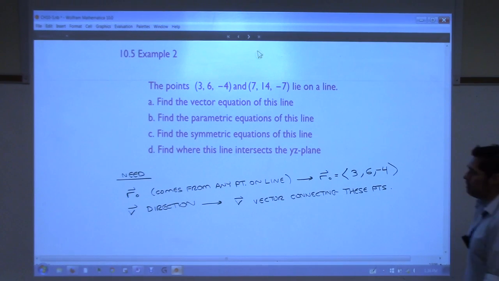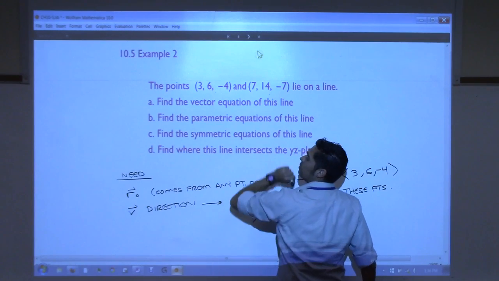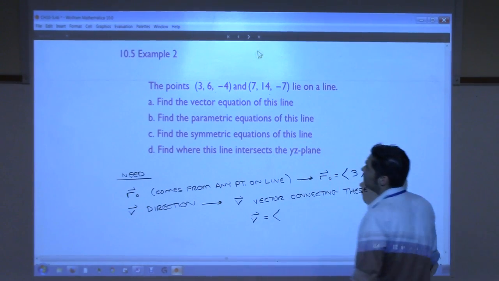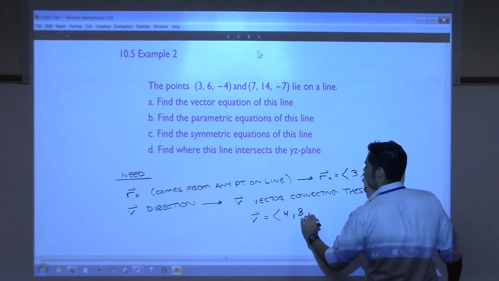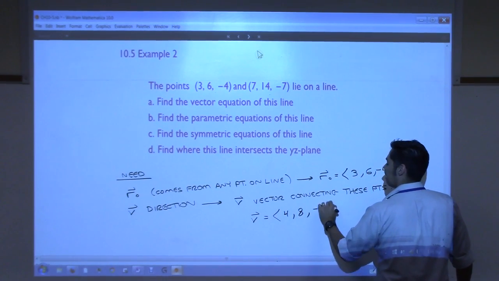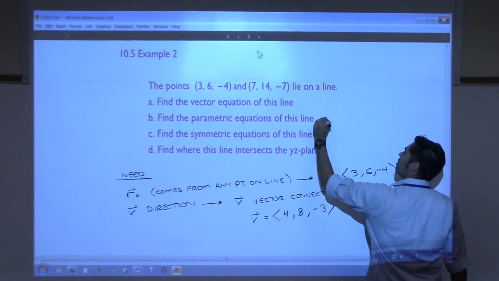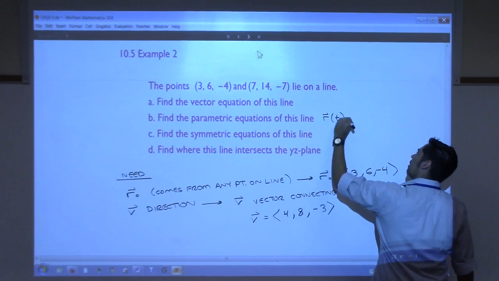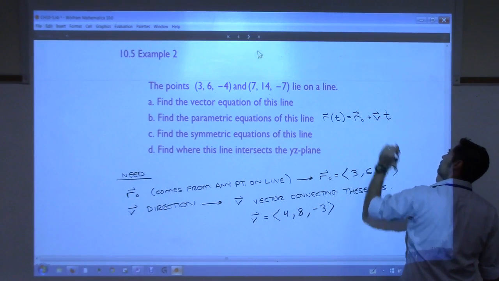All right, so give me v. Let's go from this one to this one. So what's the direction vector going to be? 4, 8, negative 3. Yes? Everyone good? And that's all we need. We're ready to come up with the vector equation of the line. It is r of t equals r naught plus tv.